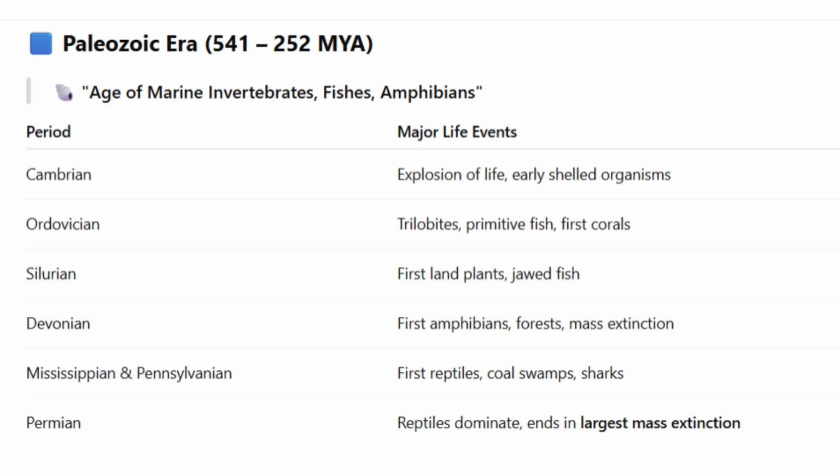Paleozoic era, 541 to 252 MA. Age of marine invertebrates, fishes, amphibians. Period, major life events. Cambrian: explosion of life, early shelled organisms. Ordovician: trilobites, primitive fish, first corals. Silurian: first land plants, jawed fish. Devonian: first amphibians, forests, mass extinction. Mississippian and Pennsylvanian: first reptiles, coal swamps, sharks. Permian: reptiles dominate. Ends in largest mass extinction.